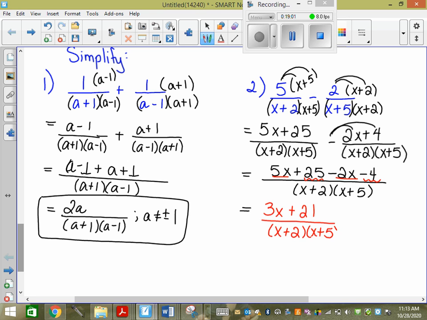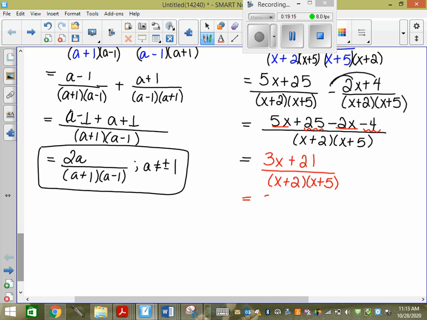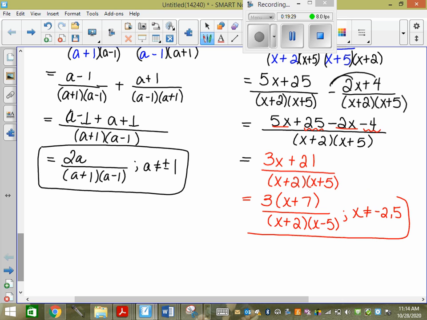So I followed my 3 steps for addition and subtraction, which were make a common denominator, write over one denominator, collect like terms. My very last step I always check for MPVs and can I simplify every single time. Can I simplify this one? Yeah, I can take a 3 out. And I get x plus 7 over x plus 2, x plus 5. And then I go x cannot equal negative 2 and negative 5. So, make common denominator, put over one denominator, collect like terms. Same 3 steps every single time. If you're not doing those 3 steps, you're making your life way harder.